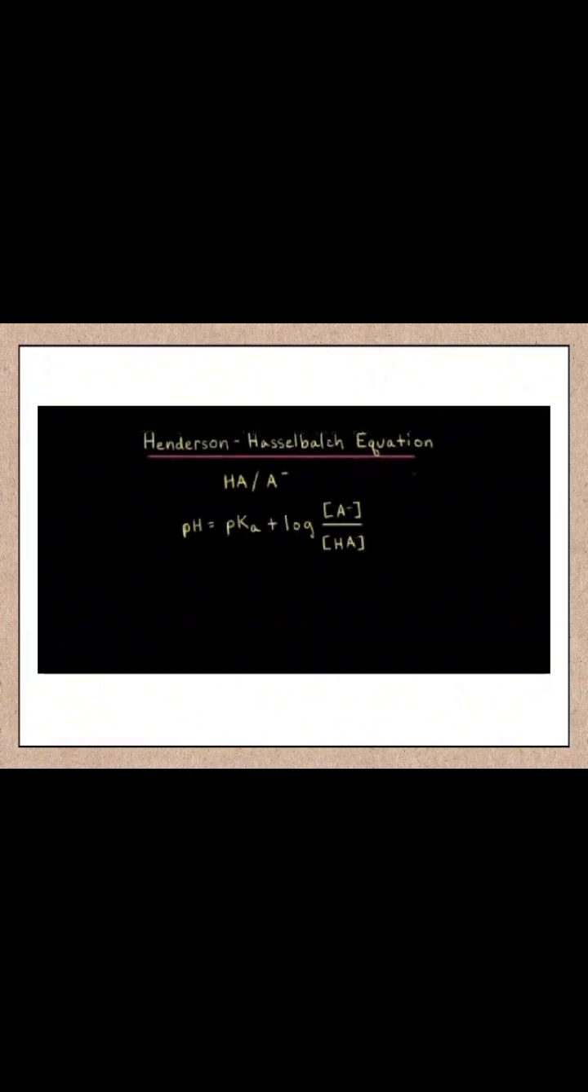The Henderson-Hasselbalch equation is an equation that's often used to calculate the pH of buffer solutions. Buffers consist of a weak acid and its conjugate base. So for a generic weak acid, we could call that HA, and therefore its conjugate base would be A-. To calculate the pH of the buffer solution, we would find the pKa of the weak acid, and to that we would add the log of the concentration of the conjugate base divided by the concentration of the acid.